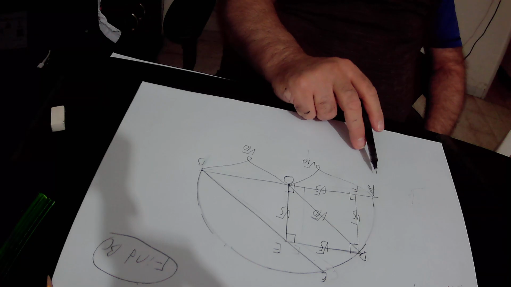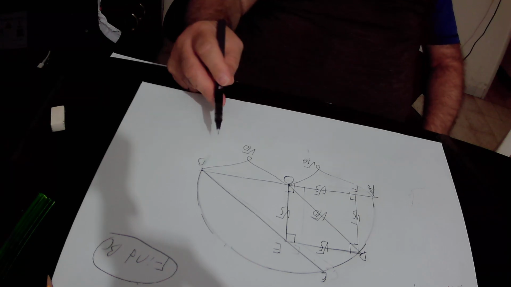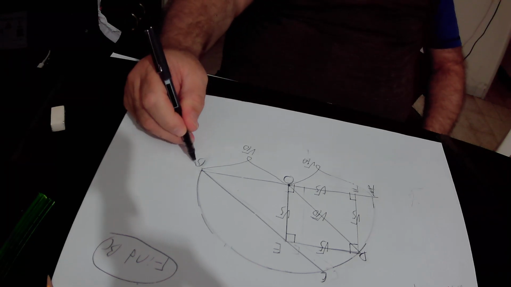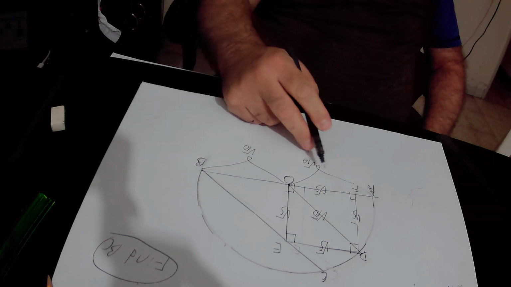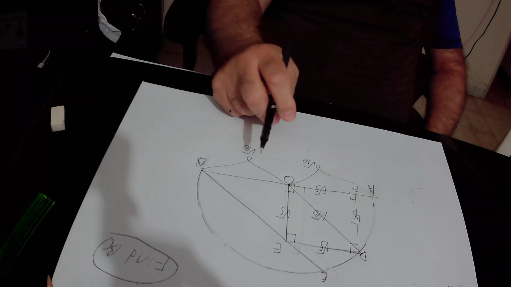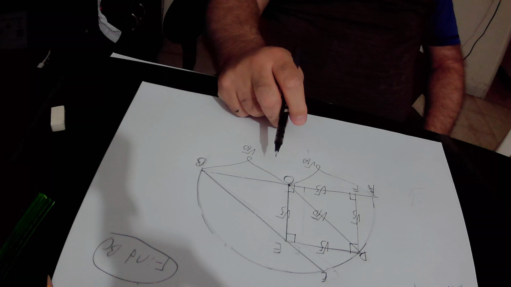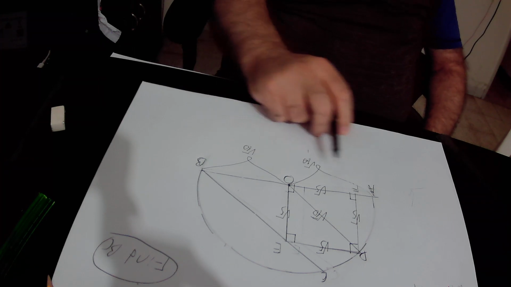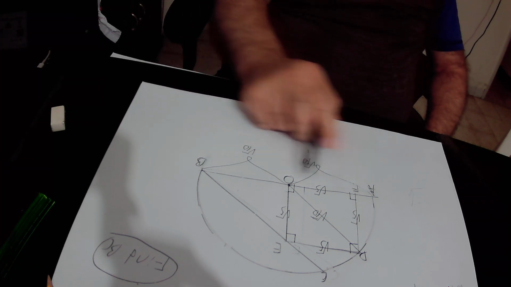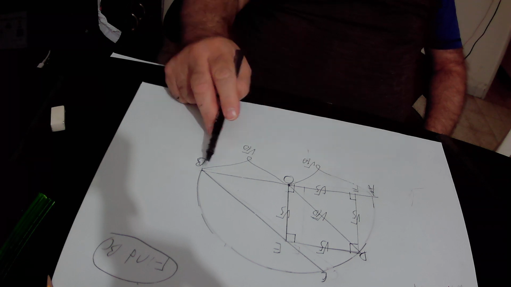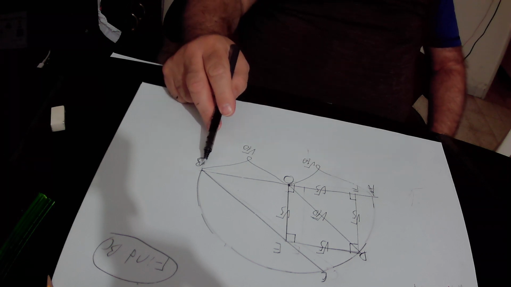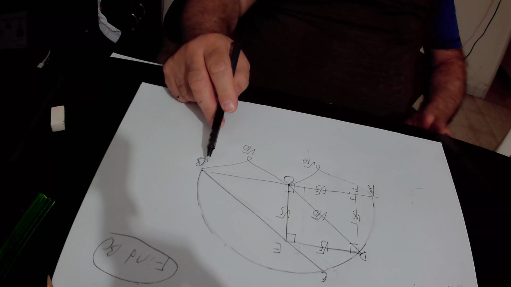So AB is the diameter of the semicircle. It is absolutely a straight line. Okay, AB is a straight line as a diameter of a semicircle.